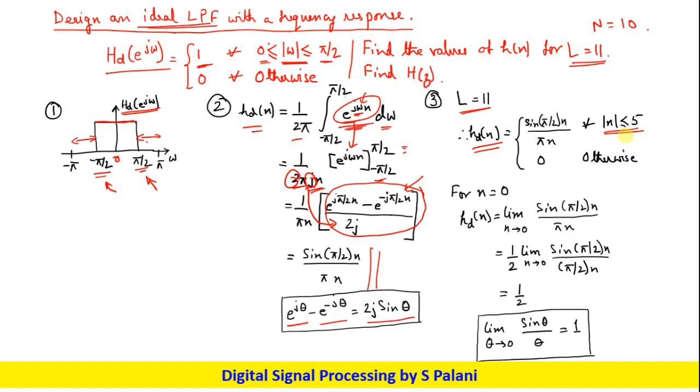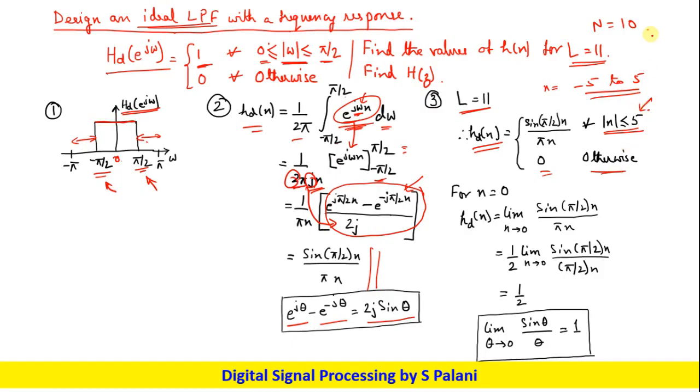Modulus of n less than or equal to 5. So what we are saying is that our n value will vary from -5 to +5. Okay, and in other regions it would be 0. So how will you get this limit?